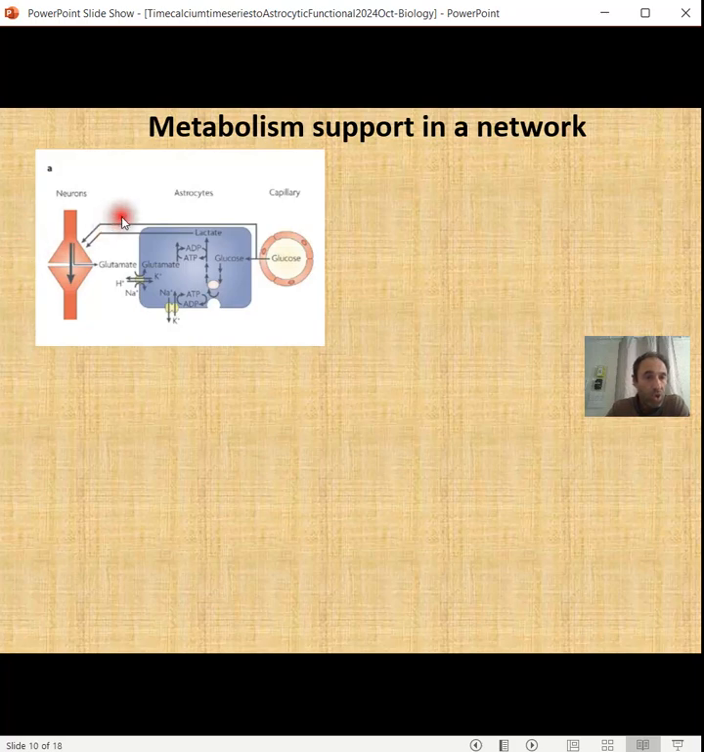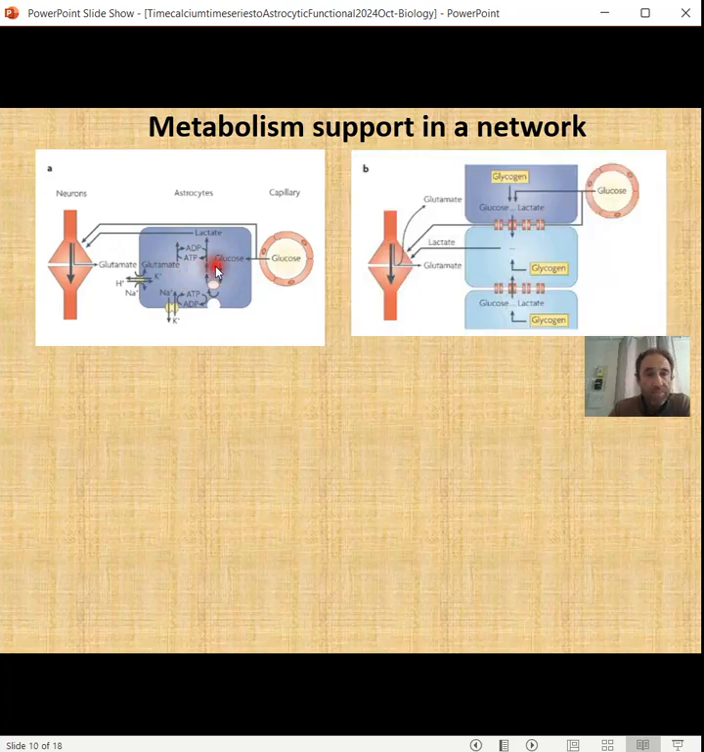Okay, so they play a fundamental role in metabolic support, bringing the glucose and oxygen from the capillaries to the neurons through a complex pathway that I'm not going to go into in detail. But I think they also play a fundamental role in the regulation of potassium during neuronal activity.